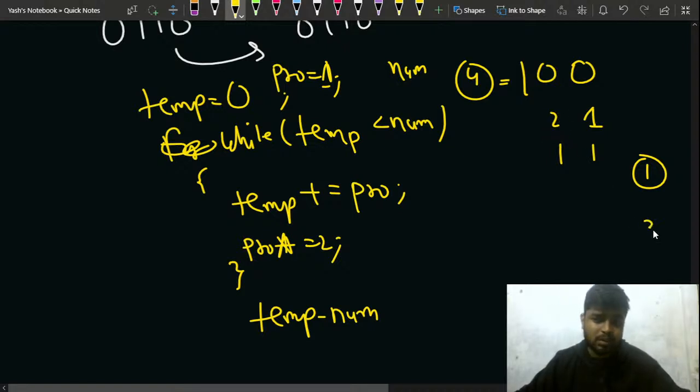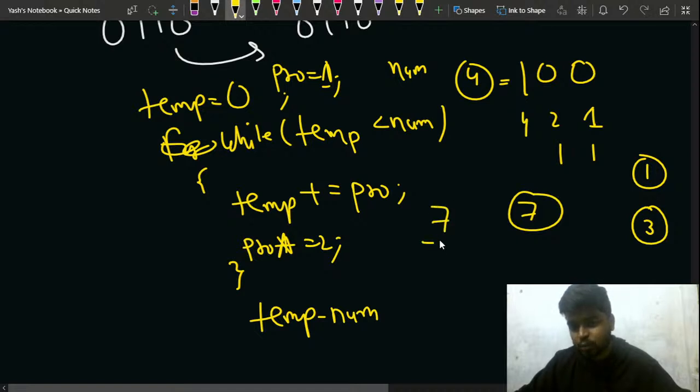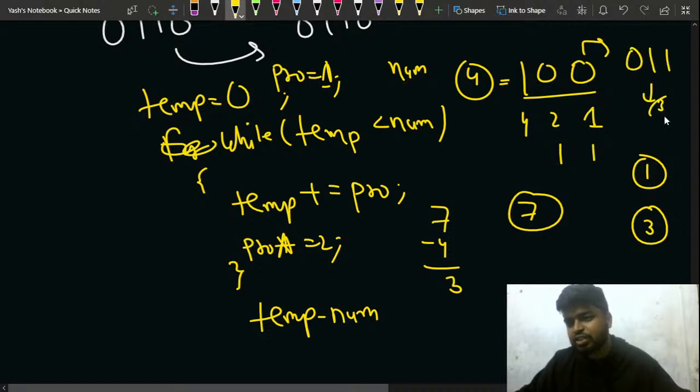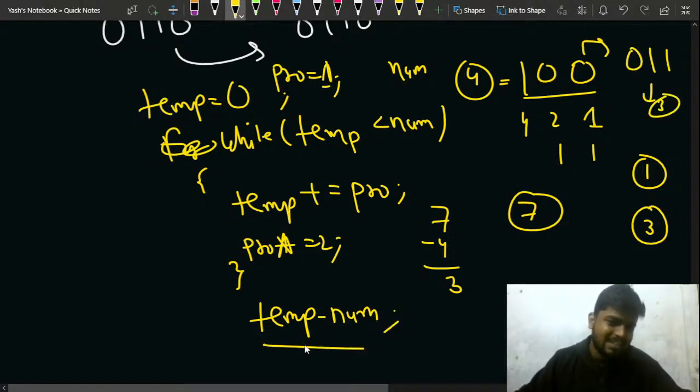What will happen? Your temp variable will become 3, right? After that you will set this bit as well, so that means your answer will become 7. Now you do 7 minus 4, what do you get? You get 3. And if you reverse this, that is 1 0 0, so this is nothing but 0 1 1, and that is the representation of 3. So in this way you do temp minus num and you will get the answer.